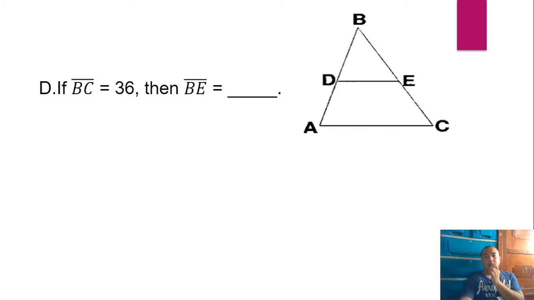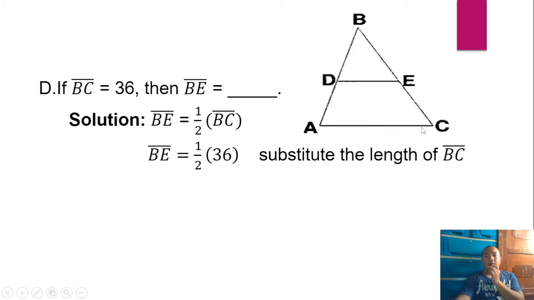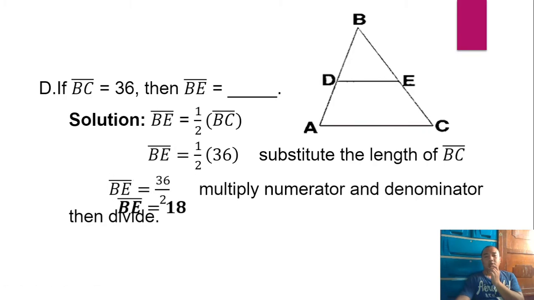Now, if BC is 36, what is the length of segment BE? Okay. So since point E is the midpoint of BC, therefore 1/2 of 36 is 18. So BE is 18, EC is also 18. Alright, so the answer is 18 units. Yan.